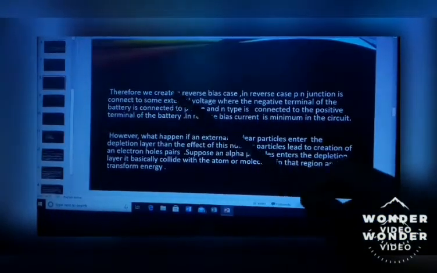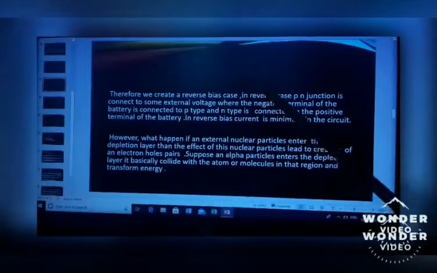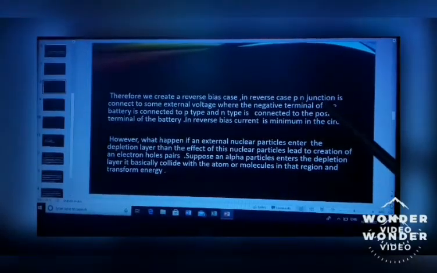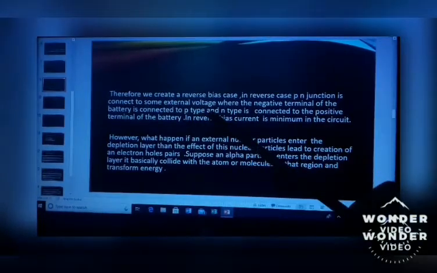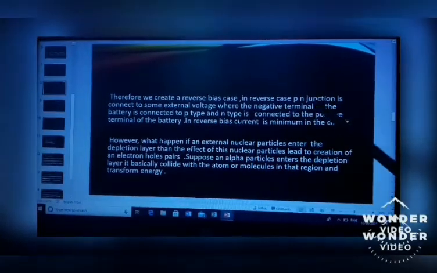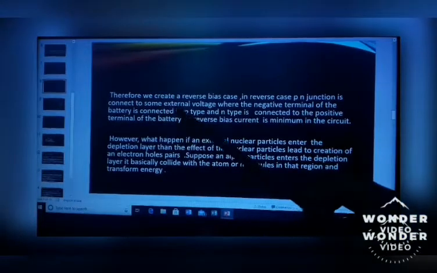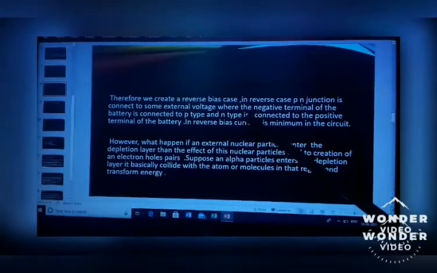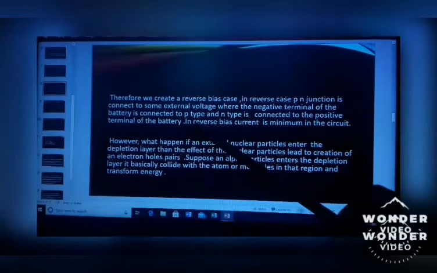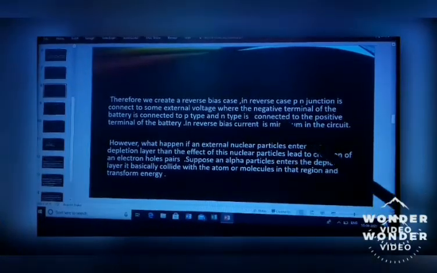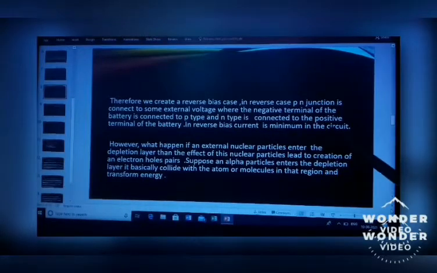Therefore, we create a reverse bias case. In reverse bias, the PN junction is connected to some external voltage, where the negative terminal of the battery is connected to p-type and n-type is connected to the positive terminal of the battery. In reverse bias, current is minimum in the circuit.